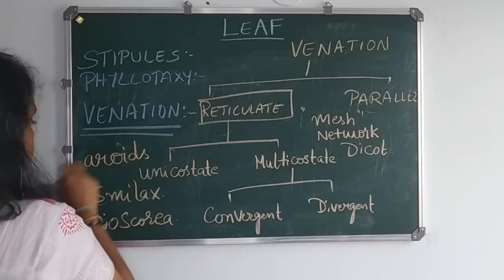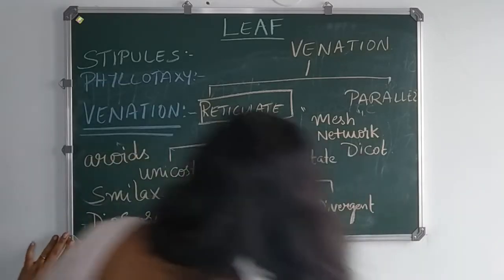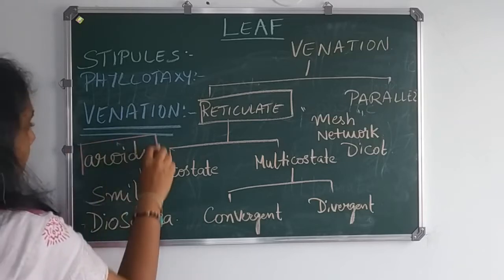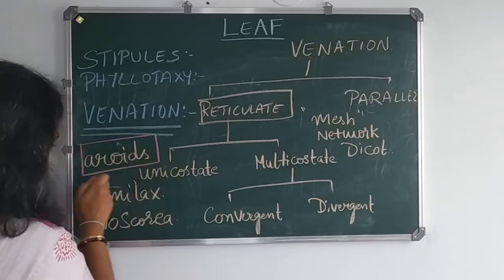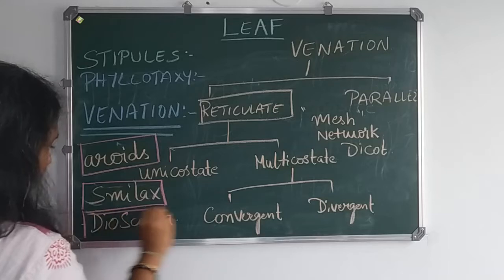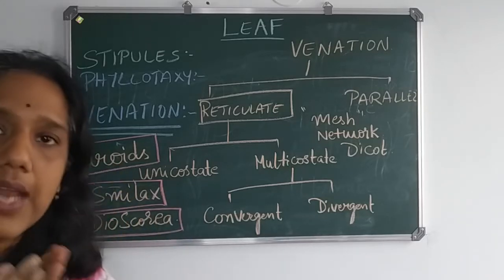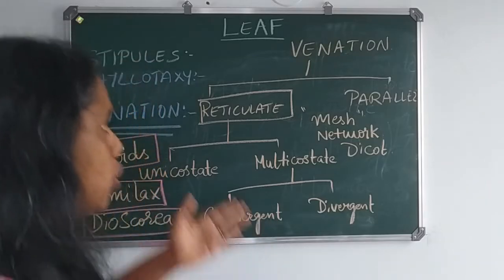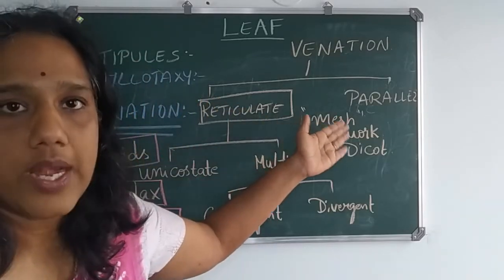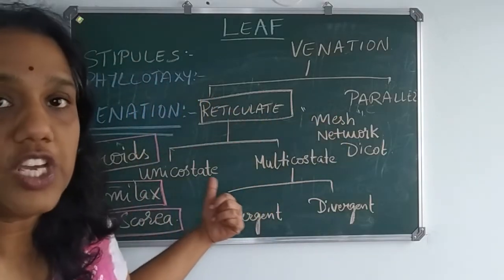Okay, these three, students, please make a note. I will just put it in a different color. Aroids, Smilax, and Dioscorea. All these three plants are actually monocots, but still showing the reticulate venation. So they form the exceptions for the rule.